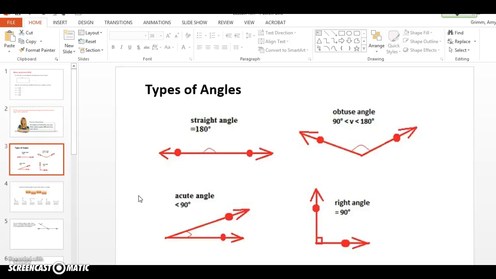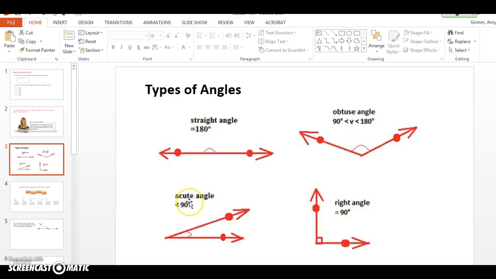Types of angles. You probably have seen this before, correct? Names of angles. So you have a straight angle. A straight angle is 180. An obtuse angle has to be between 90 and 180, but it can't be exactly, because then it would be a right and a straight. Acute has to be less than 90, and a right angle is exactly 90.